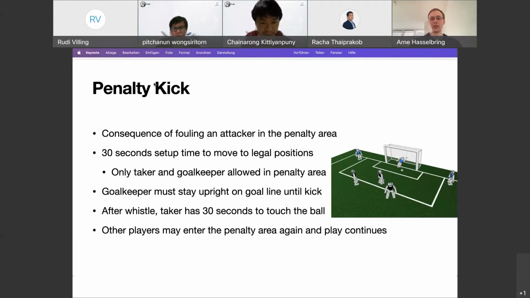And also, as in real soccer, the goalkeeper must not, so even after the whistle, the goalkeeper may not immediately dive, but it must wait for the kicker to actually kick. So this is the new penalty kick.